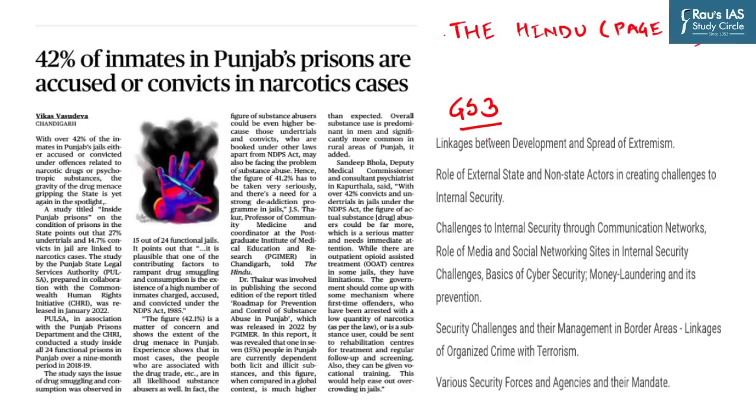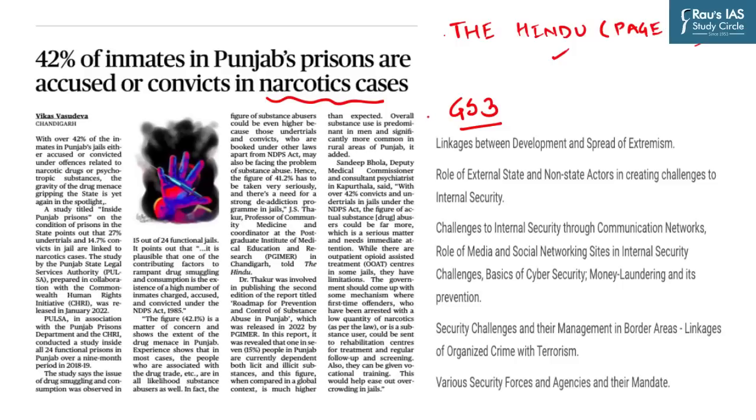Moving on to the first article of the day that has featured on page 6 of the Hindu, basically talks about the drug issue. Now the article says 42% of the inmates in Punjab prisons are accused or convicts in the narcotic case. This highlights the grave situation of drug abuse in the state. Now this article is important from the GS3 perspective.